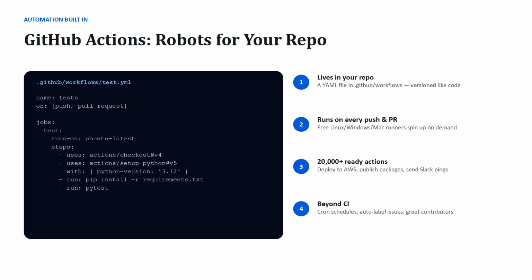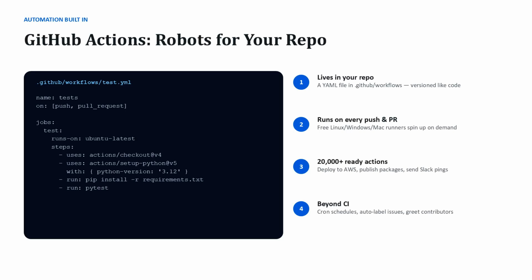Remember how the tests ran automatically on Priya's pull request? That's GitHub Actions, robots for your repository, built right in. An action is just a YAML file living in the .github/workflows folder, versioned like the rest of your code. This 12-line example runs your full Python test suite on every push and every pull request, on a fresh Linux machine that GitHub spins up for free.